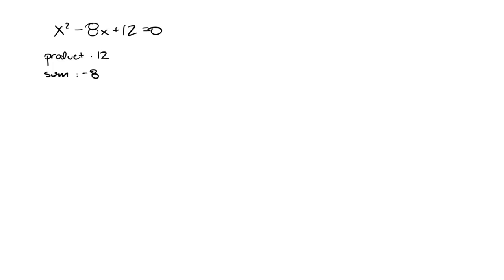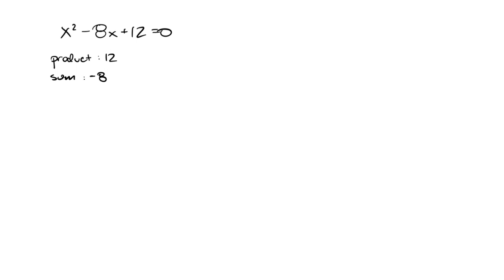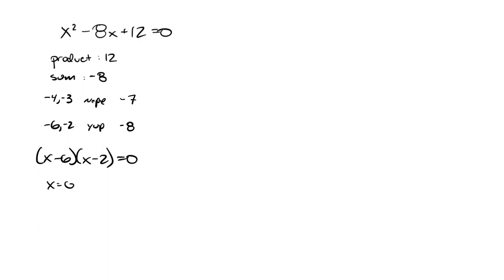Two numbers multiply to 12, add to negative 8. So we would try, let's see, negative 4 and negative 3. Nope, because they add up to negative 7. And I would try negative 6 and negative 2. Yup, because they add up to negative 8. And so then I would factor these, solve, and then x equals 6 and x equals 2.